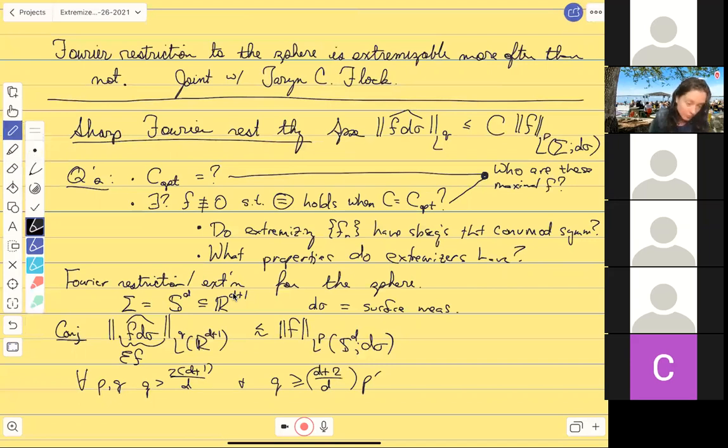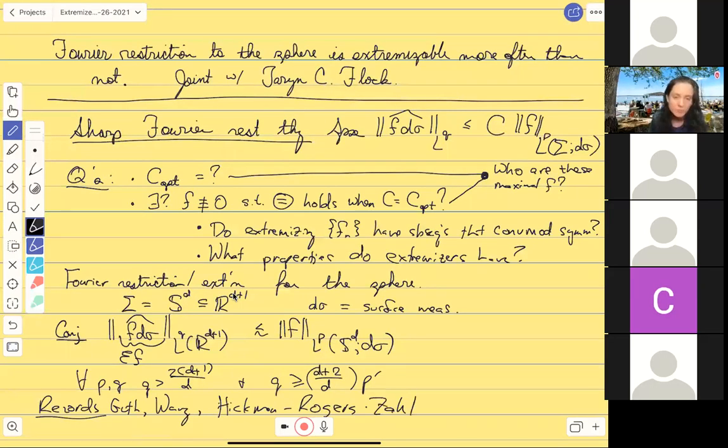It's solved for d equal to 1, and the records in higher dimensions are due to Guth, Wang, and some subset of Hickman, Rogers, Zhang, depending on the dimension. So these results are all stated off the scaling line. And I want to highlight that for results on the scaling line, the bilinear theory is still useful. And in the talk today, the scaling line will be a little bit special.